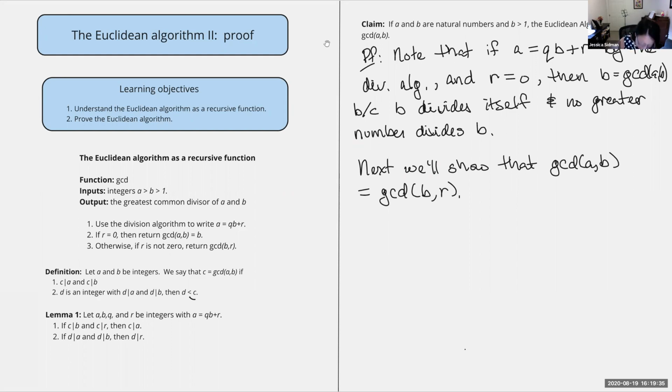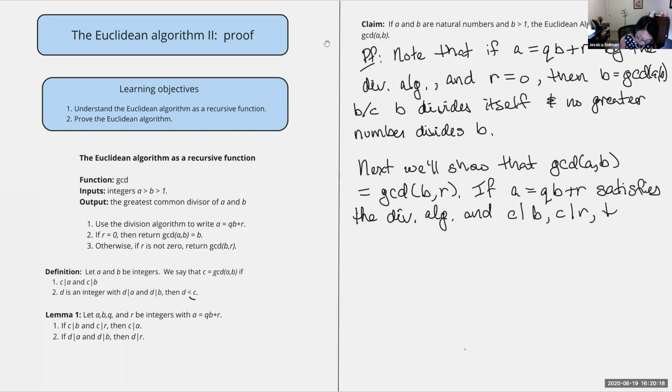So let's see why that's true. Well, let's look at that little lemma. The little lemma tells us that if we've written A as QB plus R, satisfying the division algorithm, and C divides B and C divides R, then C divides A.